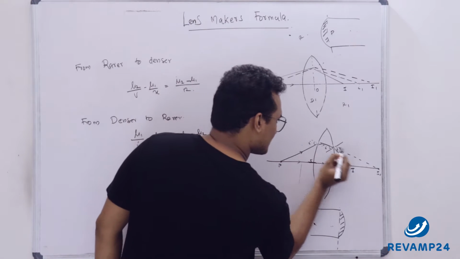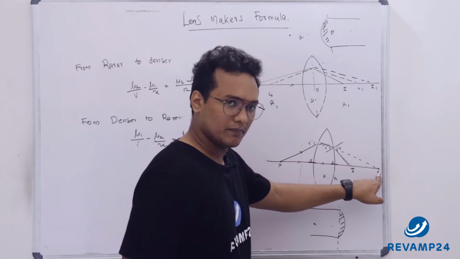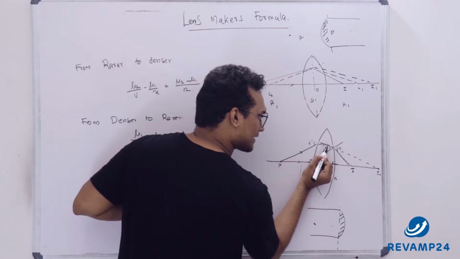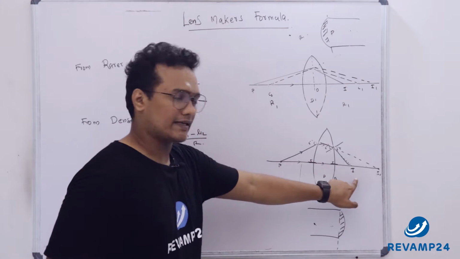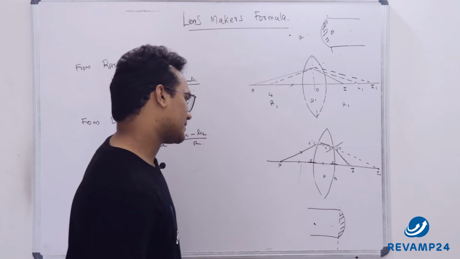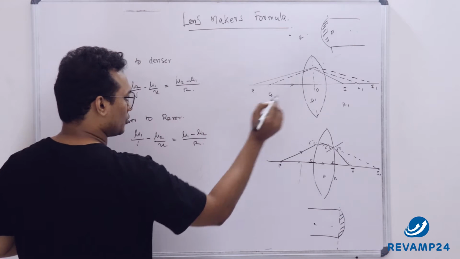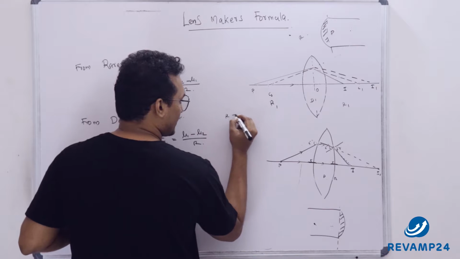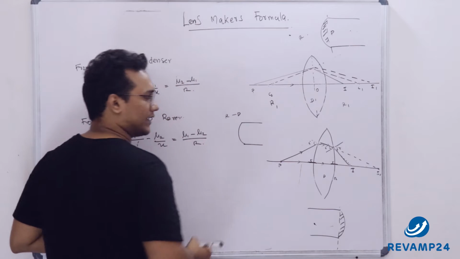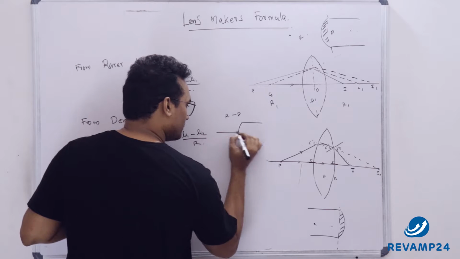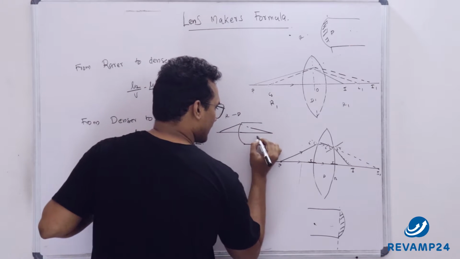Now this is the ray that was supposed to create an image here. Now this will act as an incident ray for the second surface and will create an image here. Or I can say that the whole scenario I will split into two. That is, entering from rarer to denser medium, in this way, and my object is here. This object will create an image here, that is at I1.